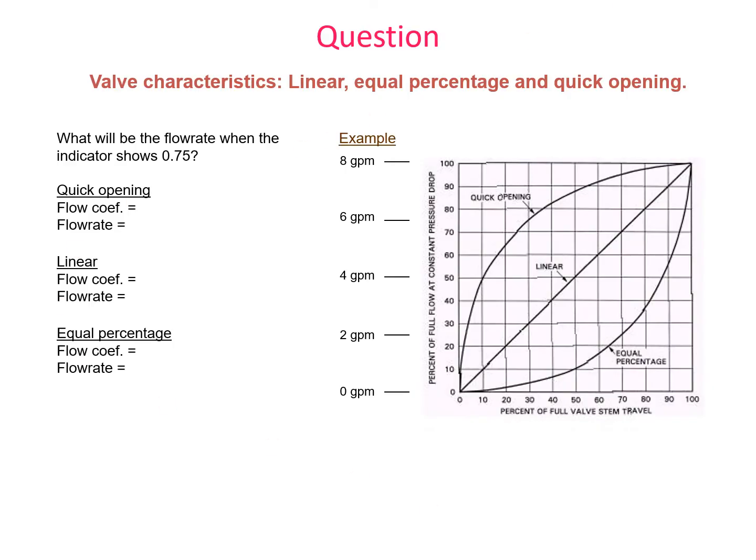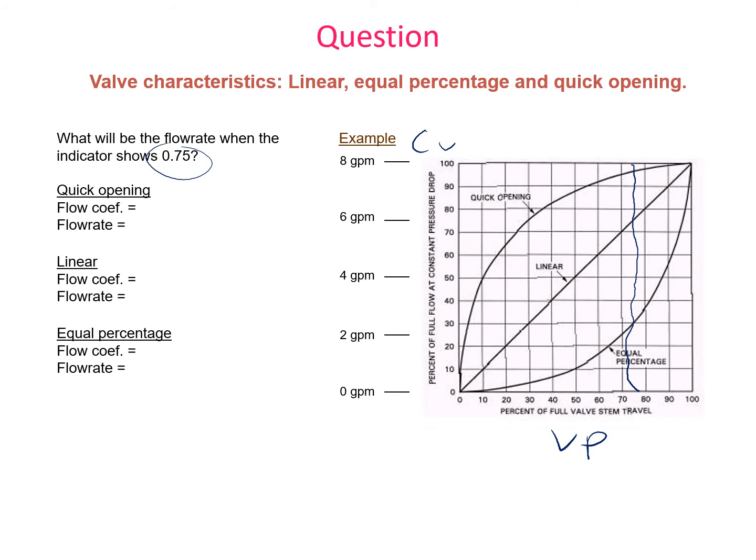Now let's try to do an example. So now we have this graph. The y-axis is for CV, the x-axis for VP. What will be the flow rate when the indicator shows 0.75? That means the position of the valve is 0.75, which is equivalent to 75%. So you may drag the line from 75%.